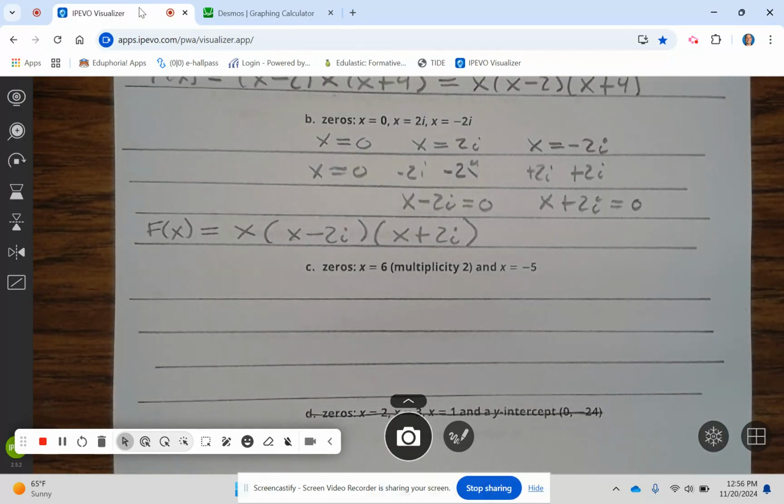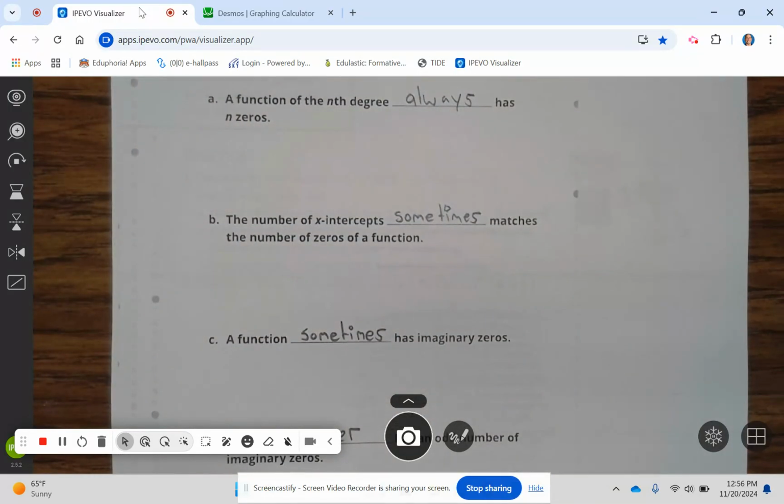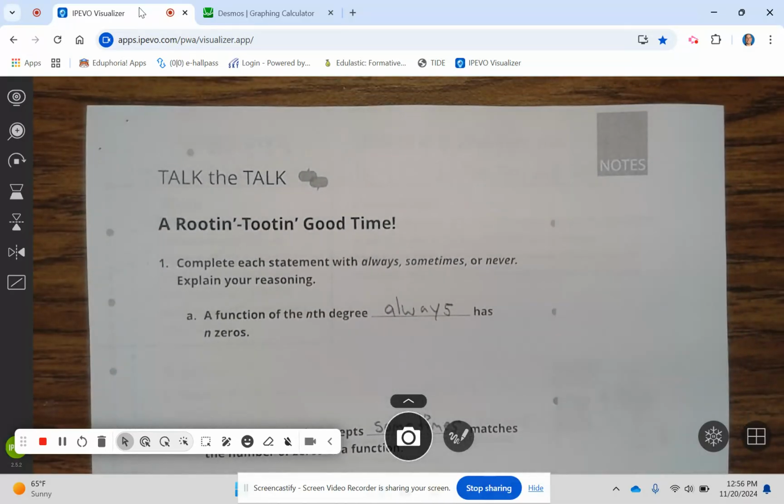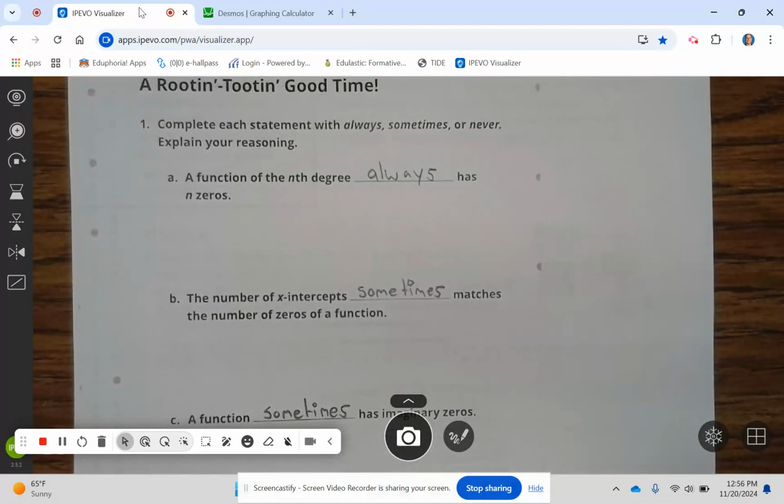All right, let's take a look at the next page. Talk to talk, a rootin' tootin' good time. 1. Complete each statement with always, sometimes, or never. Explain your reasoning.